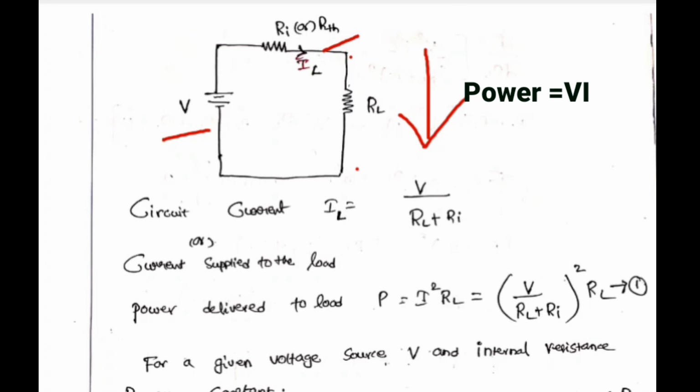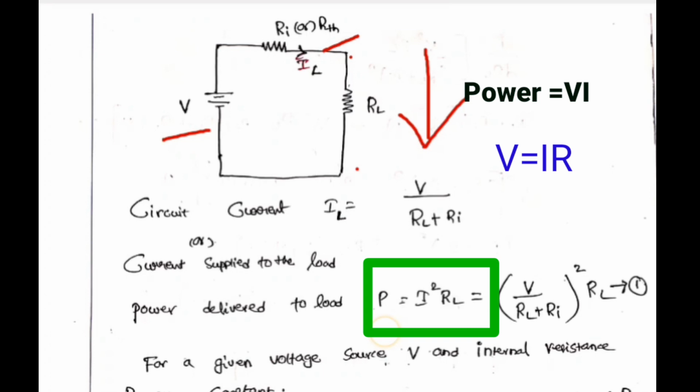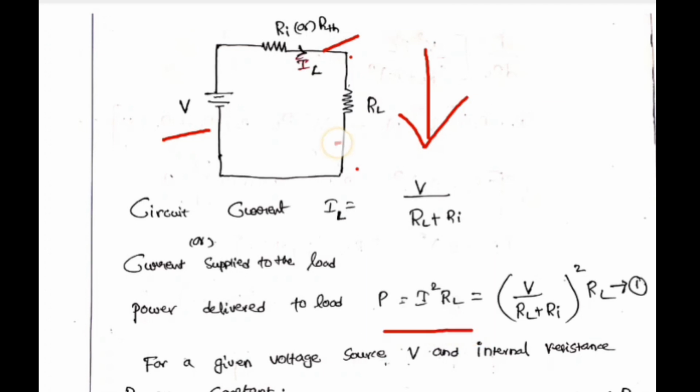According to Ohm's law, V equals IR. We can replace V with IR, so you will have I square R. Power in DC circuits is given by I square RL. Power delivered to the load is given by I square RL. For that purpose, we calculate IL.